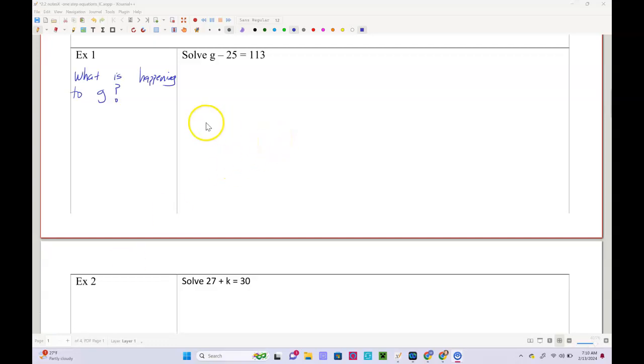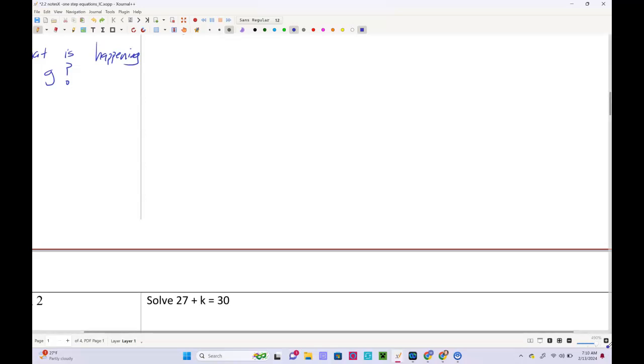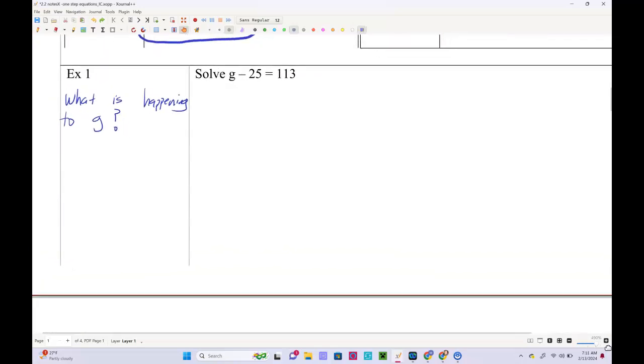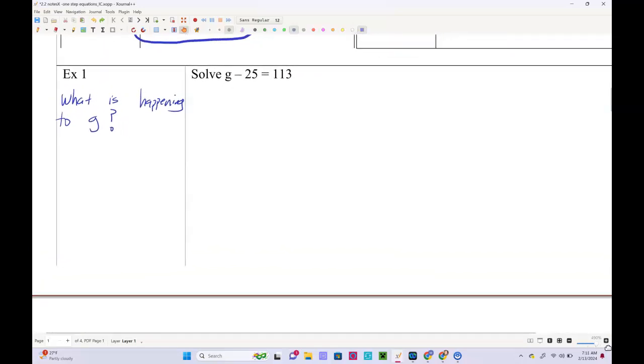All right, then, let's look at a one-step equation. In example one here, the question that I have to the left is what is happening to the variable g? What are we doing to g?